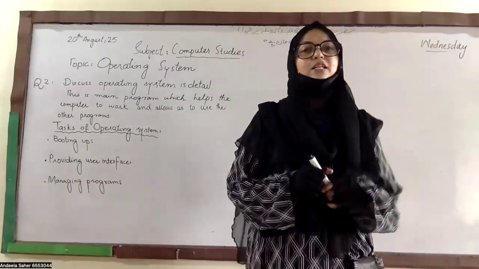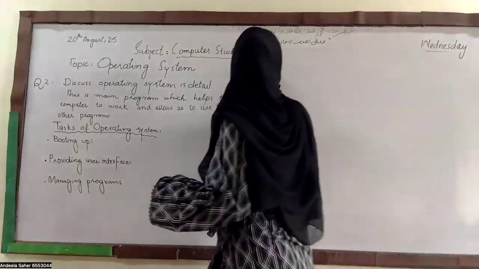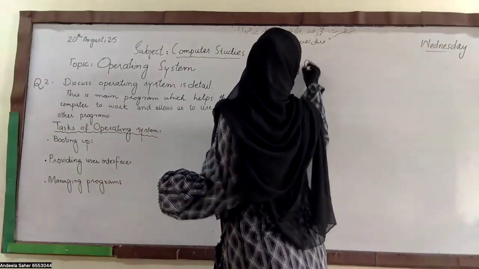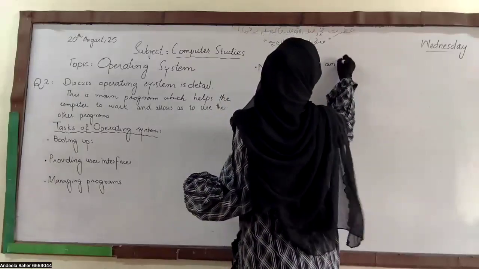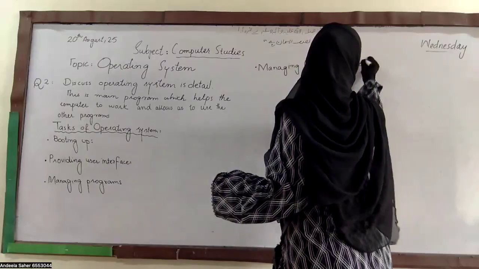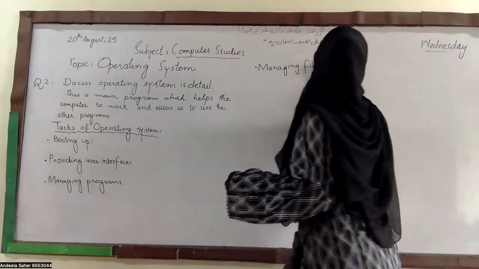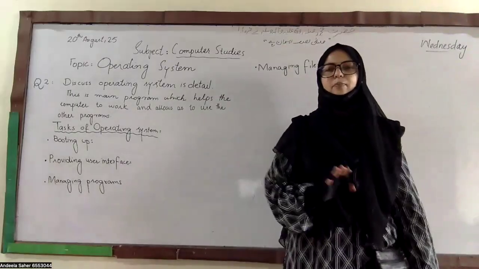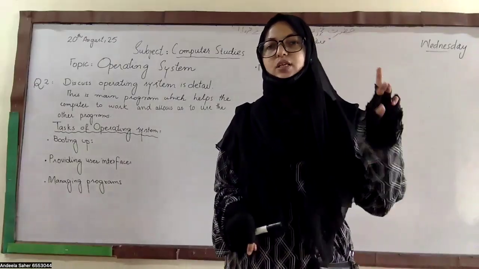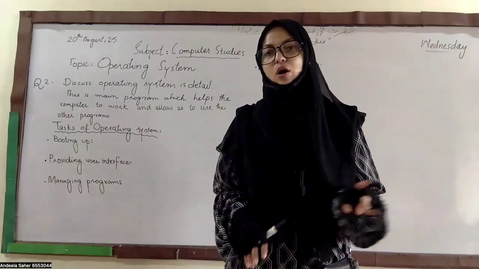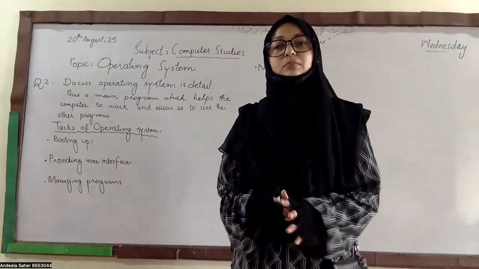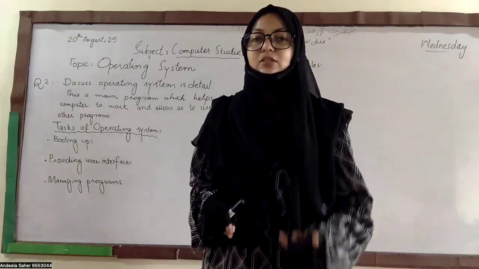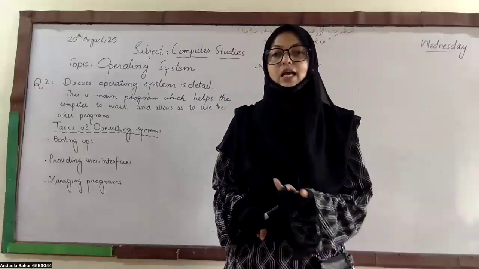The next is managing files and directories. What is the meaning of managing files? The same things are repeating again and again. This is the user interface, providing us a platform to interact with anything on the computer. It means that if there are files in your computer, those are also managed with the help of the operating system.